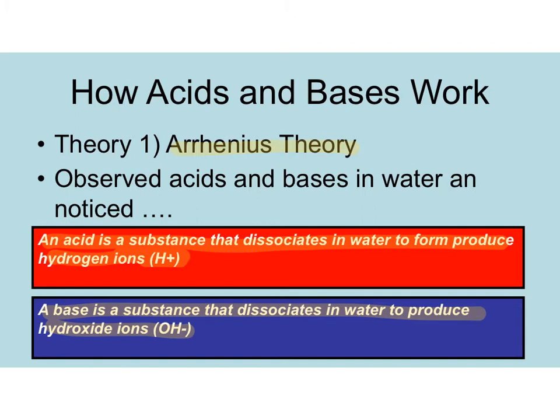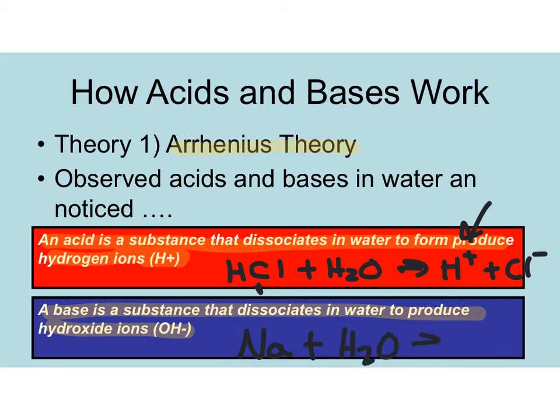So an example would be hydrogen chloride. Let me just write this out here for you. It would be HCl plus water going into H plus and Cl negative. Okay, so it produced an H plus, so that means it's an acid, and that's where the H plus came from. It's HCl. A base would be something like sodium plus water into sodium hydroxide, and the fact that I produced an OH tells me that I have a base.